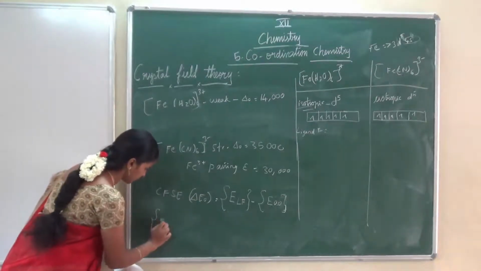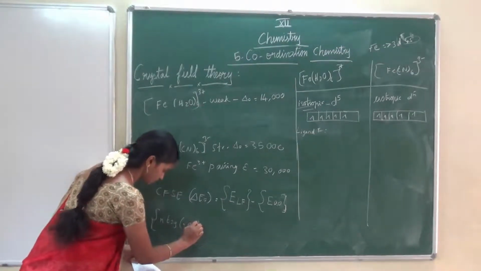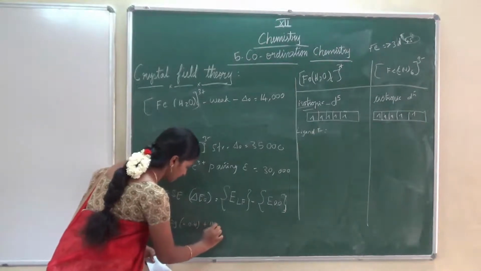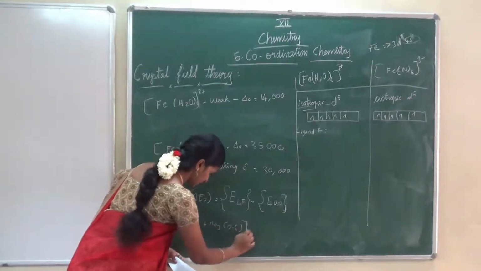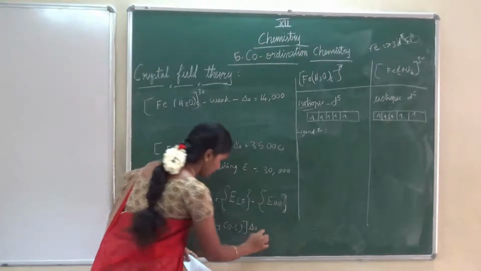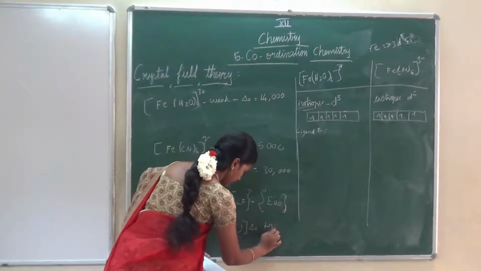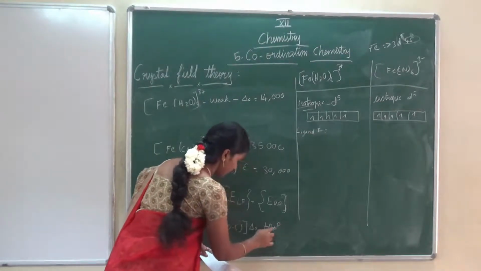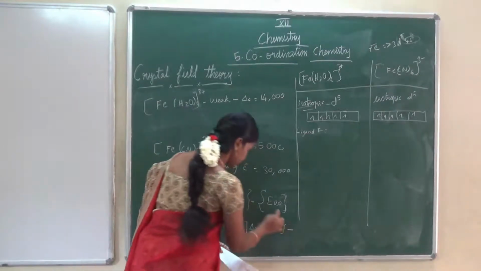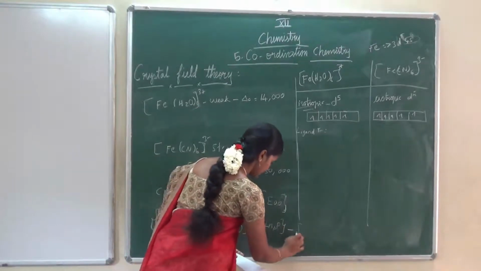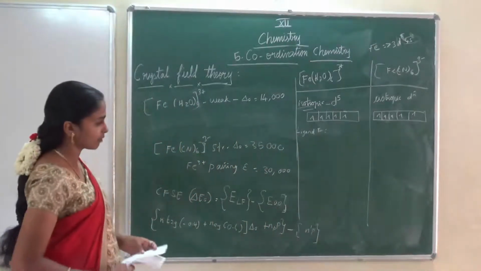For ligand field, it is number of t2g electrons times minus 0.4 plus number of electrons in eg times 0.6 del naught, plus number of pairing electrons times pairing energy. This is the ligand field. Then minus the isotropic field. Isotropic field is simply N-P, number of paired electrons.